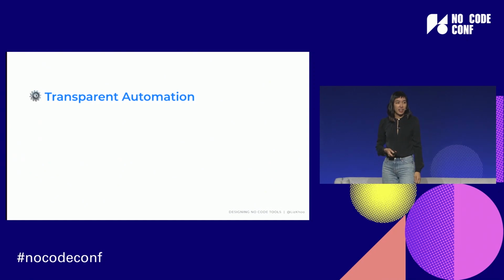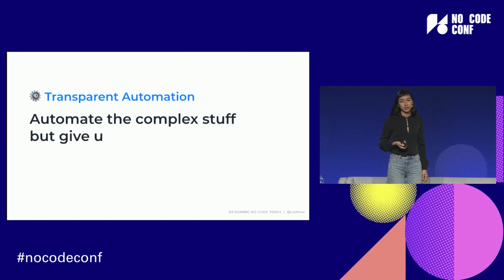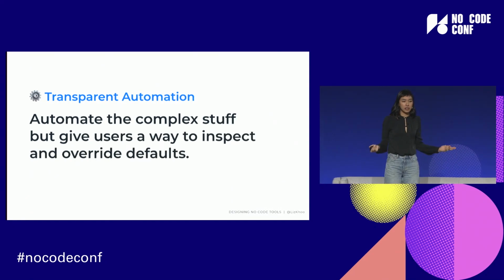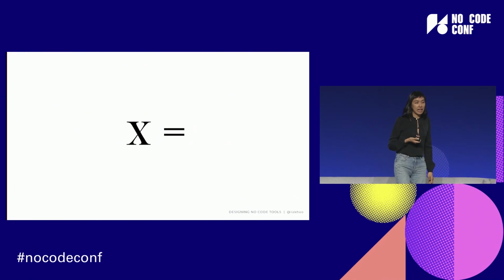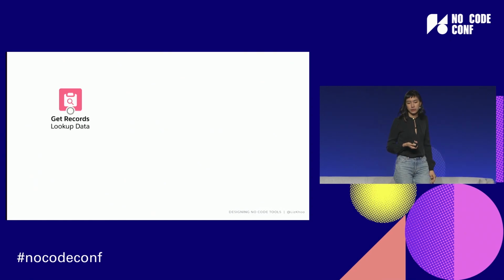All right. And the last theme is around transparent automation, which means to automate the complex stuff, but give users a way to inspect and override defaults. An example of that we have in Flow Builder is variables. Again, a very pro-code concept. And you need them all the time, right? So for example, in a program, a thing you want to do is look up some data and then do things with that data, right?